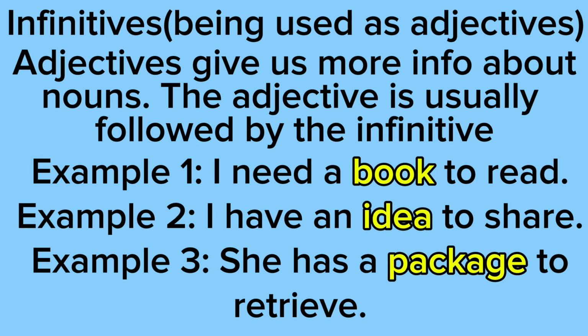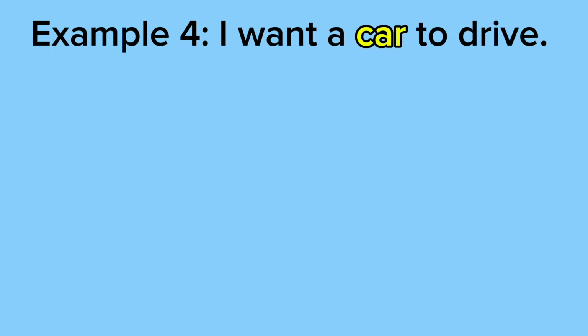And example 3 says she has a package to retrieve. So package is the noun, and to retrieve is the infinitive. And the infinitive is acting as an adjective because it's giving us more info about the noun package. Oh, there's another example. So example 4 says, I want a car to drive. So car is the noun, and to drive is the infinitive, which is acting as an adjective because it's giving us more info about the noun car.